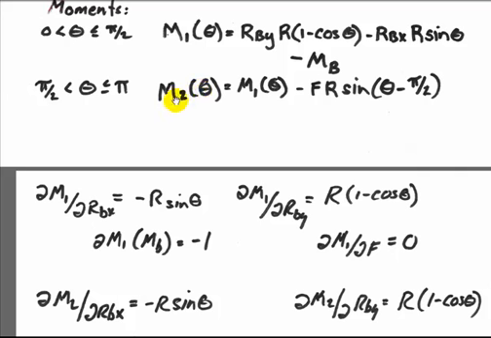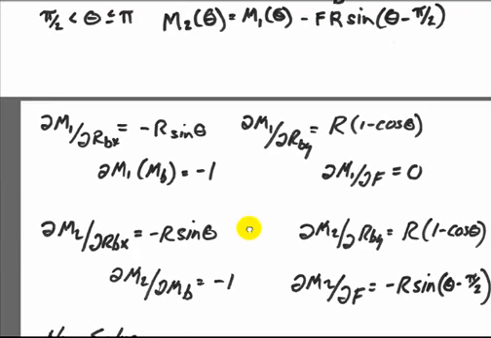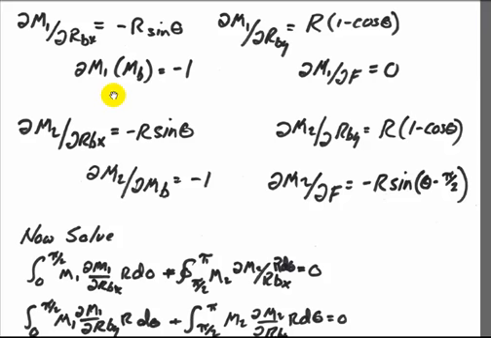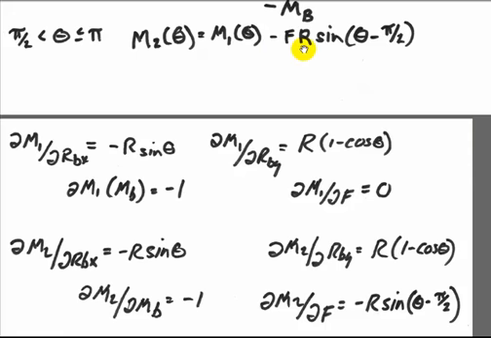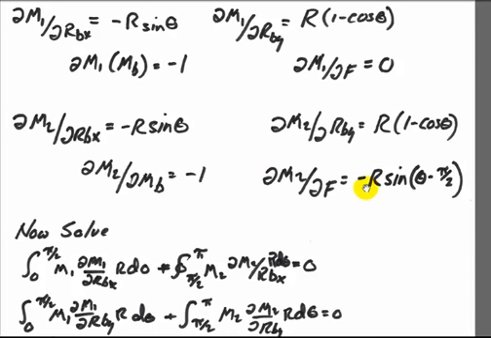Now, when I take my partials of M2 for all of these earlier terms, I'm going to get the exact same partials, and I will get a partial due to F. And so my partial of M2 with respect to RBX is the same because of that M1 term. And the same here. And the same here. But I do have a partial of M2 with respect to F coming from right here. It'll be a minus R sine of theta minus pi over 2.